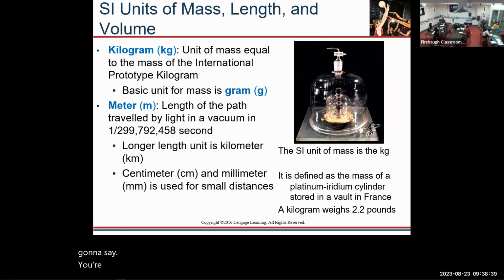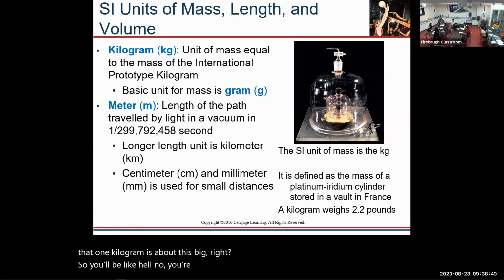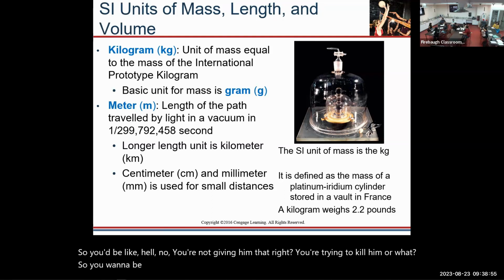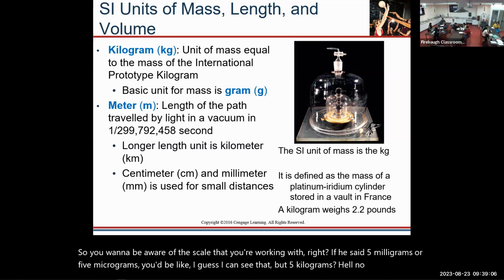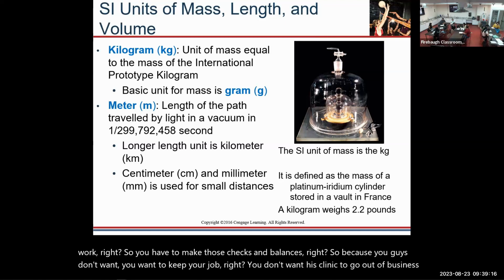You're probably going to say, doctor, did you make a mistake here, right? Because you know that 1 kilogram is about this big, right? So you'd be like, no way, you're not giving him that, right? You're trying to kill him or what? So you want to be aware of the scale that you're working with, right? If he said 5 milligrams or 5 micrograms, you'd be like, well, I guess I can see that. But 5 kilograms, that won't work, right? So you have to make those checks and balances, right? Because you want to keep your job, right? You don't want his clinic to go out of business, right?